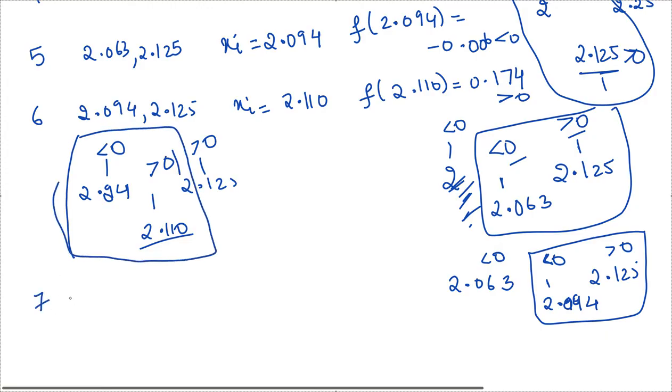So the seventh one is 2.094, 2.110. Now what would be our xi? It's nothing but 2.102. I'm just adding these two and dividing by 2. So 2.094 plus 2.110 by 2 is 2.102. I'll just erase this.